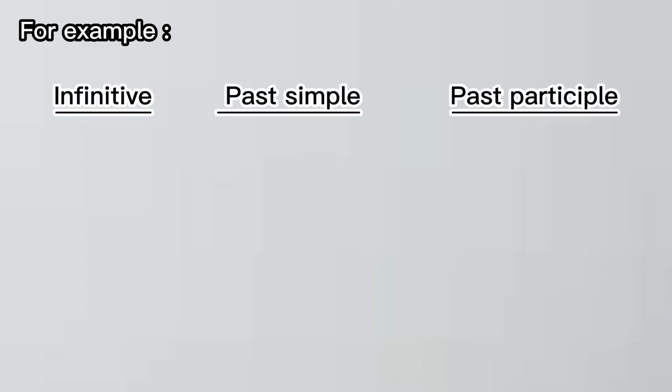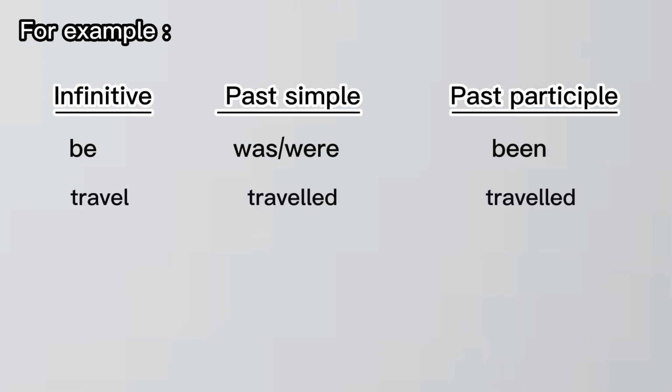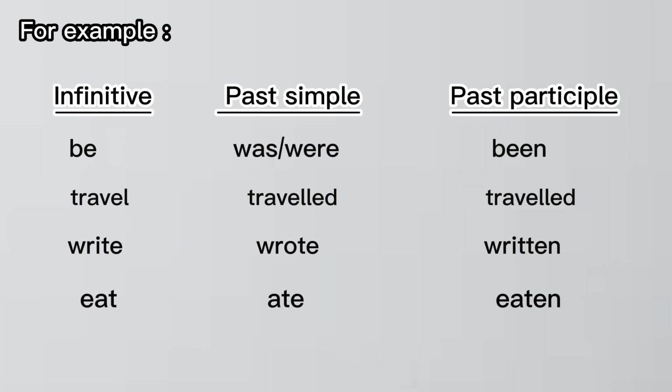So, for example, we have from infinitive, past simple to past participle. We have be, was or were, been; travel, traveled, traveled; write, wrote, written; eat, ate, eaten; and last we have have, had, had. Now, these are some examples of verbs from infinitive to past simple to past participle.